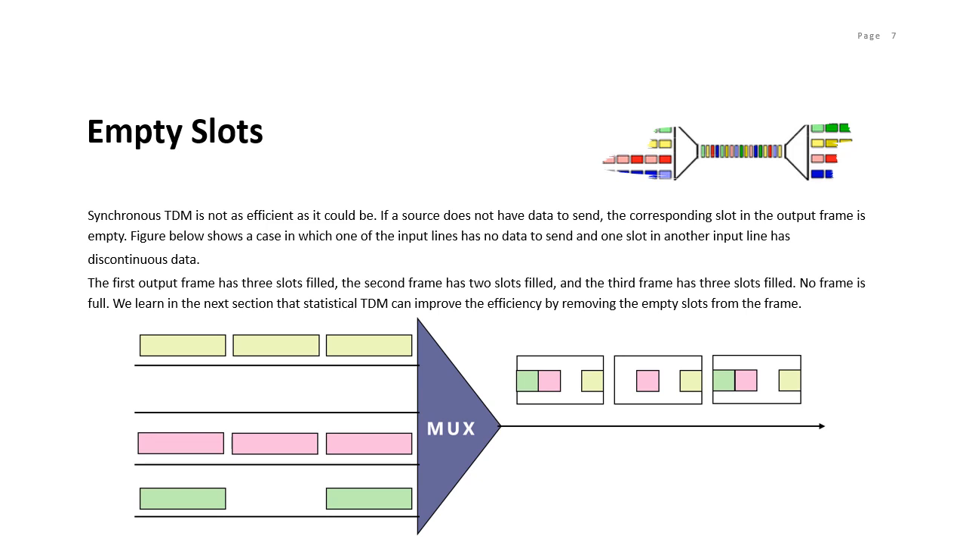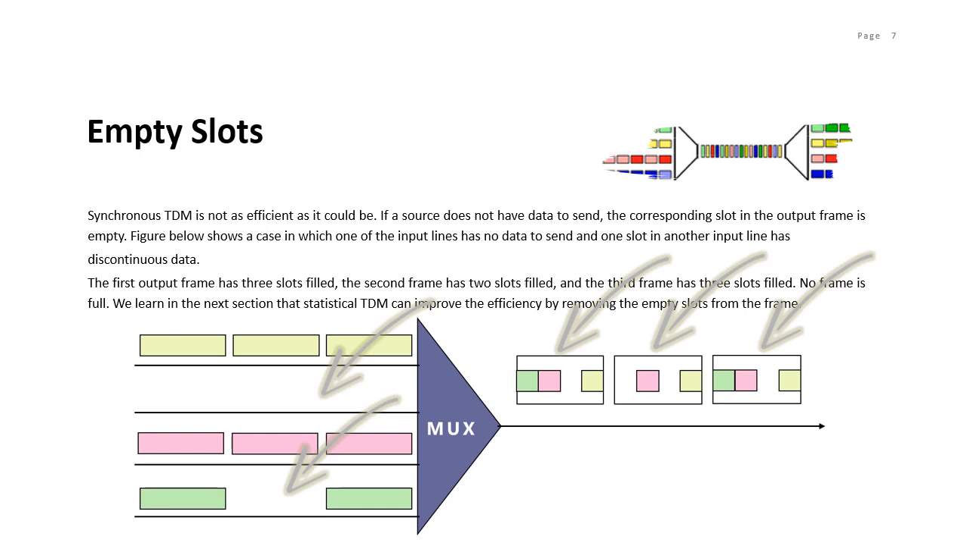If a source does not have data to send, the corresponding slot in the output frame is empty, as shown in this figure, where one of the input lines has no data to send and one slot in another input line has discontinuous data. The first output frame has 3 slots filled, the second frame has 2 slots filled, and the third frame has 3 slots filled. No frame is full. We learn in the next section that statistical TDM can improve the efficiency by removing the empty slots from the frame.